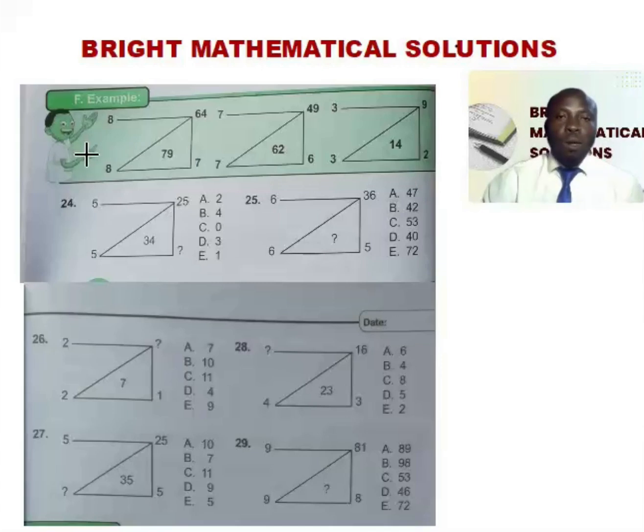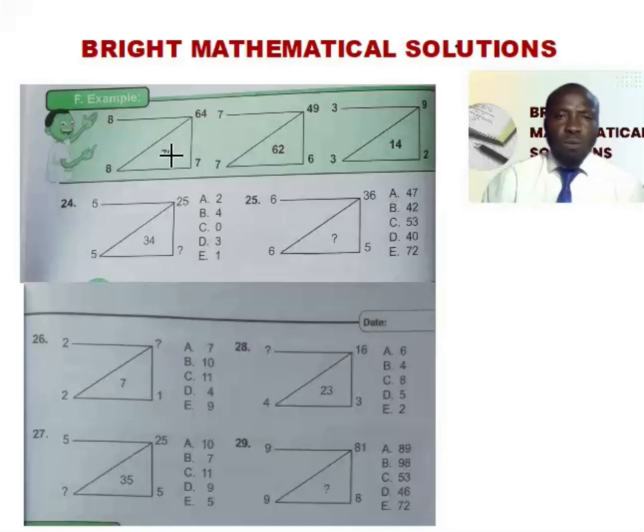Now, we are given 64 here. We have 8, 8, 79, and 7. Now, it is easy. 8 multiplied by 8, that's 64. 7 multiplied by 7, that's 49. So 3 multiplied by 3, that's 9. So that is perfectly clear.